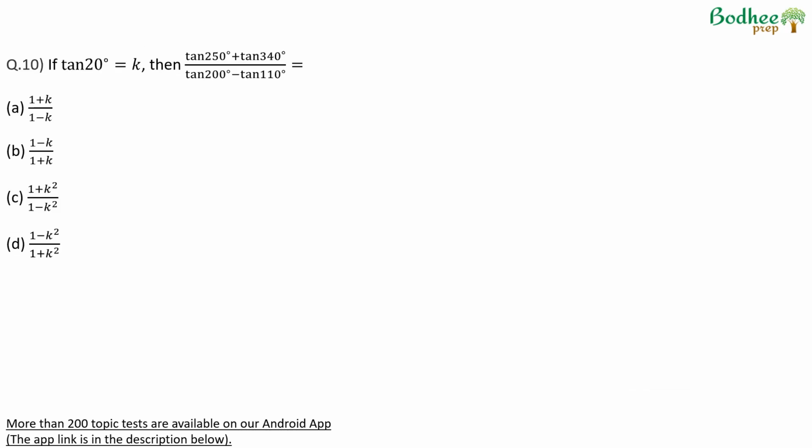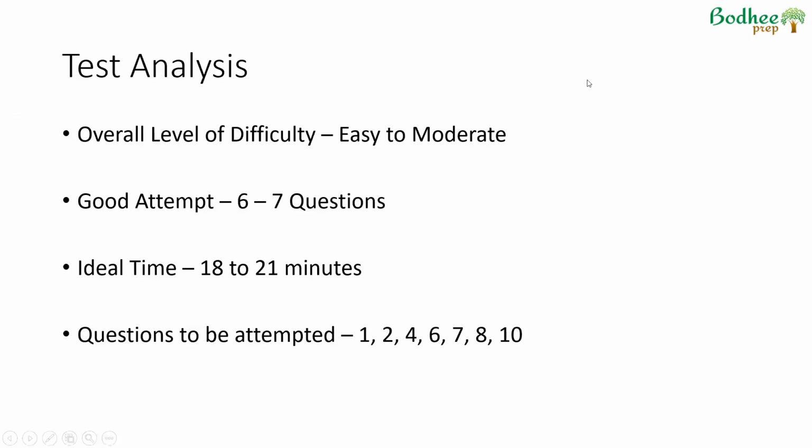This is values, we just have to find the basic values. Tan 20 is given, just angles had to be readjusted. So definitely a doable question. So from 1, 2, 4, 6, 7, 8, 10, we'll be able to find our 6 to 7 questions.